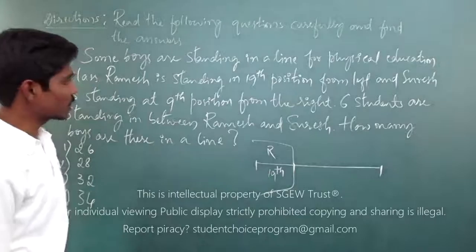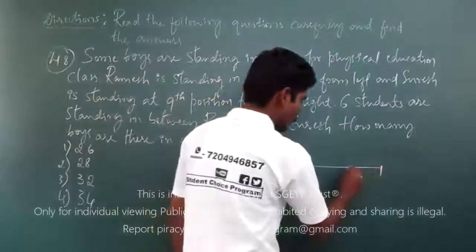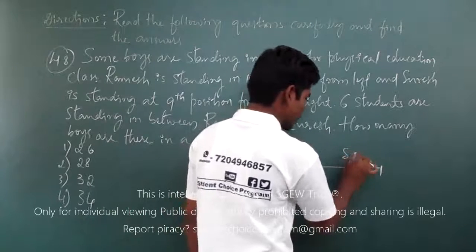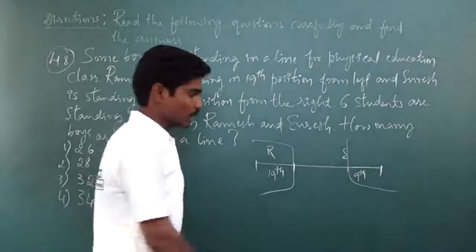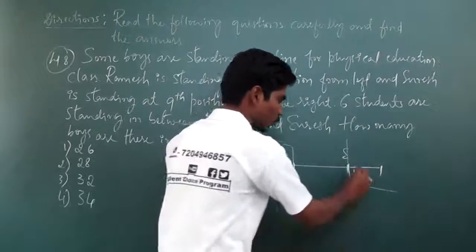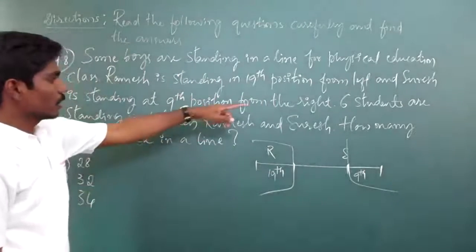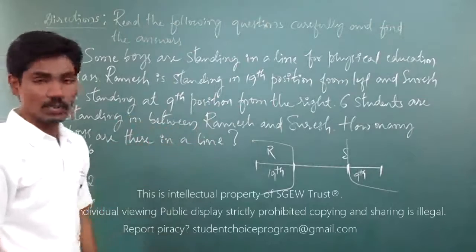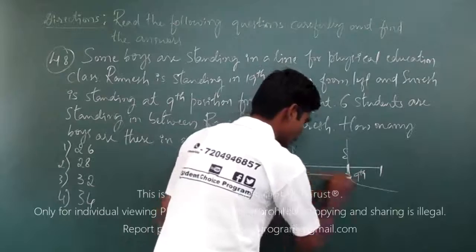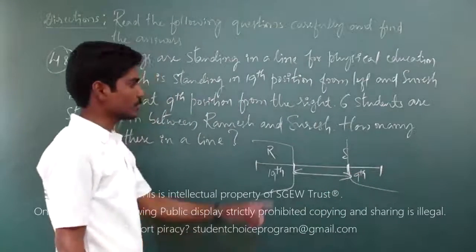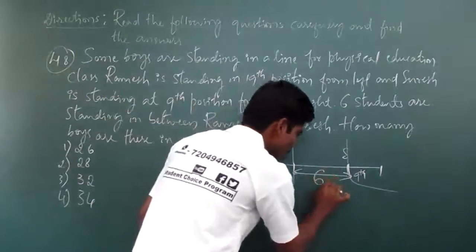Okay. Next, Suresh is standing at the 9th position from the right. From right, Suresh is standing at what position? At 9th position. That means up to this point there are totally 9 students. Okay. 6 students are standing in between Ramesh and Suresh. That means in between Ramesh and Suresh, there are how many students? There are 6 students.